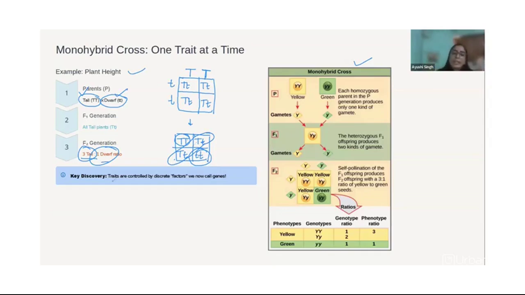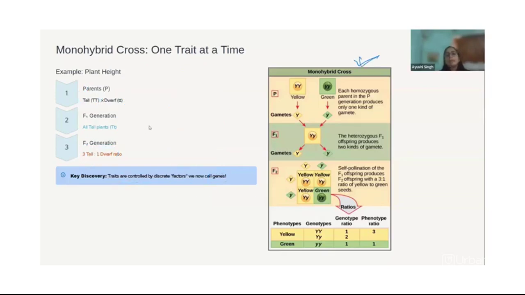So these traits were controlled by some factors, which we now call genes. In these plants, the gene for tall and the gene for dwarf were both there, but the tall plant showed itself. It dominated over the dwarf characteristic or dwarf gene. Here is one more example you can look at, and maybe you can take a screenshot to understand it. If you have any doubt, you can reach out to me. Through this he came to the conclusion of the law of dominance.